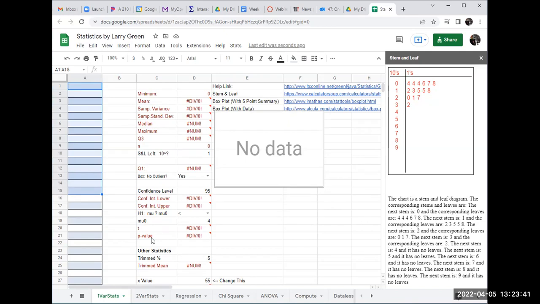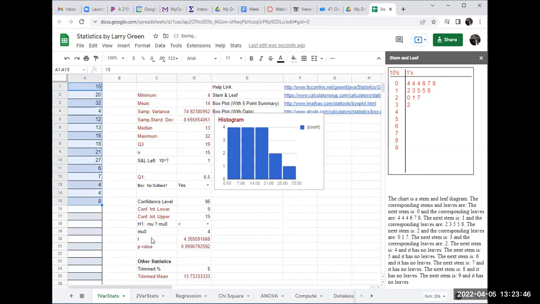And now it says no data because I deleted everything. Let me undo that because I do want my data. Control Z will do that. Thank you. Okay, any questions on these charts?